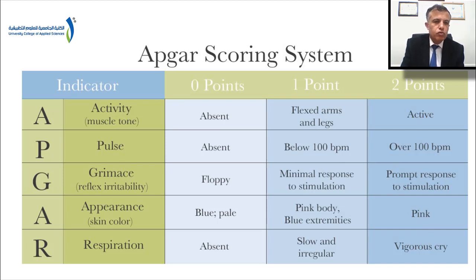If the grade is 4 to 6, the child will be moderately depressed and needs suctioning and oxygen. But if the grade is below 4, 0 to 3, the child is in a very depressed state and usually needs resuscitation, could be admitted to the ICU, to intensive care, and needs to be ventilated.